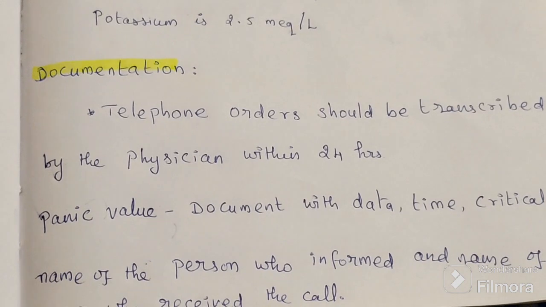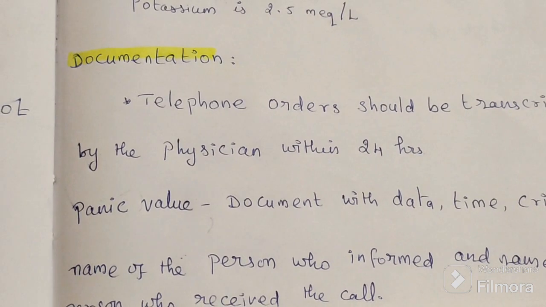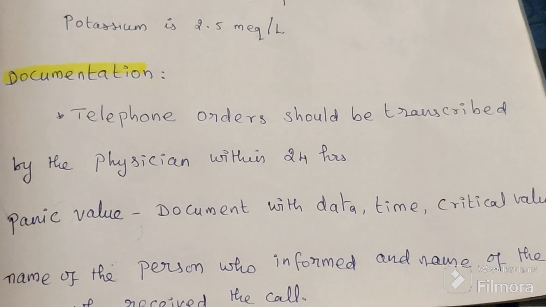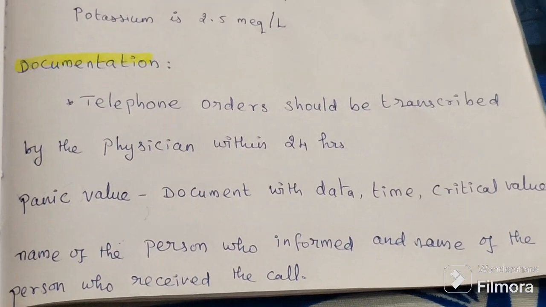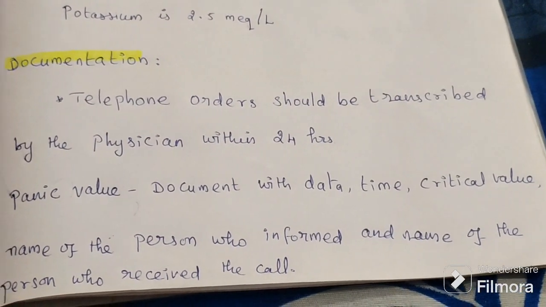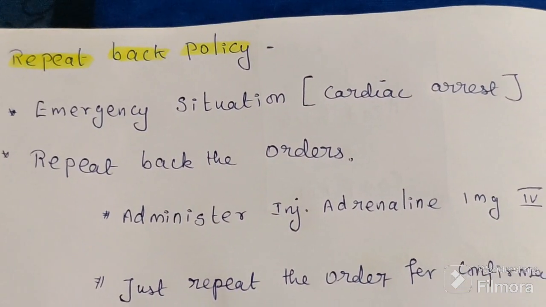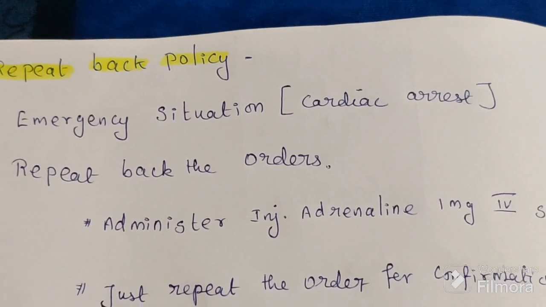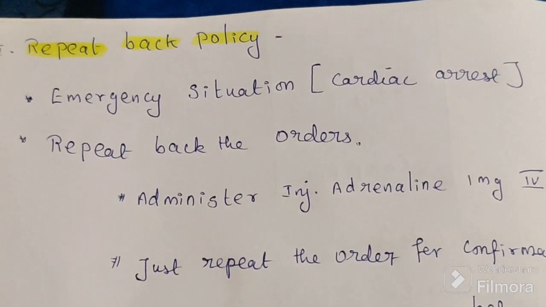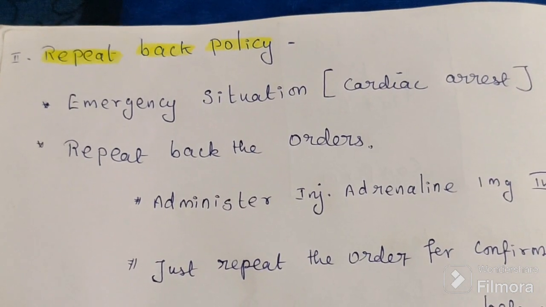The second one is panic value. The person who receives the panic value has to document that with the date, time, critical value, name of the person who informed, and the name of the person who received the call. In all hospitals we have a critical value or panic value register, and the person who received the panic value has to document it in that register.